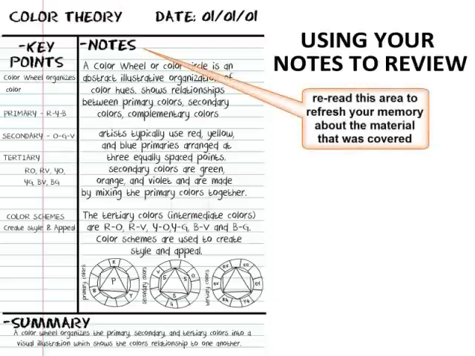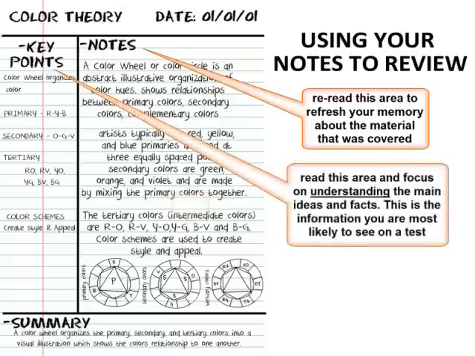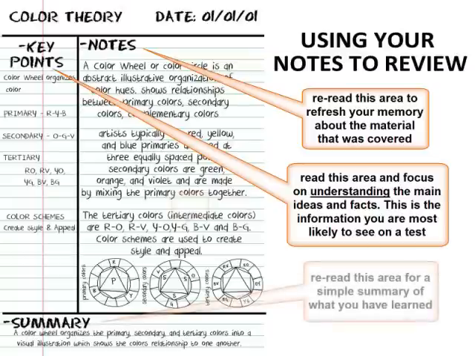Let's go over that. First of all, you need to go over the notes. Reread this area and refresh your memory about the material that was covered in the lecture. Next, we'll move on to the key points. Read this area and focus on understanding the main ideas and facts. This is the information you are most likely to see on a test. Make sure you understand the information. Next, reread this area for a simple summary of what you have learned.